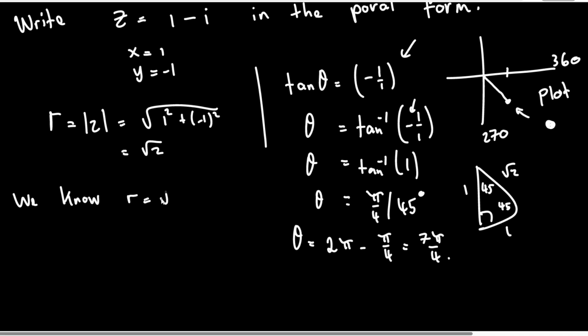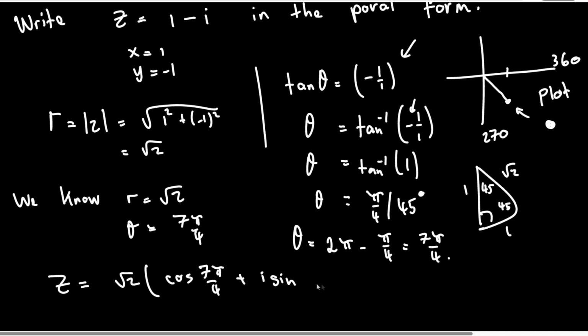We know that r is equal to root 2. We know that theta is equal to 7 pi over 4. So therefore, we can then write it as root 2 times cosine 7 pi over 4 plus i sine 7 pi over 4.